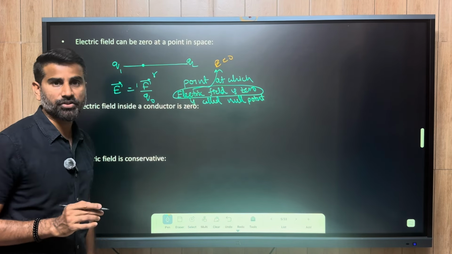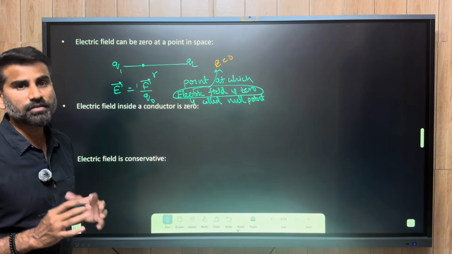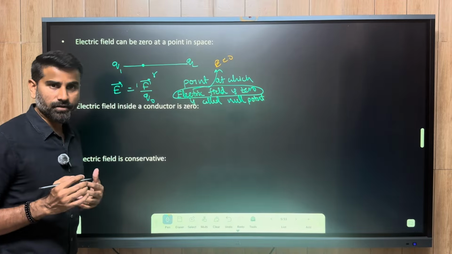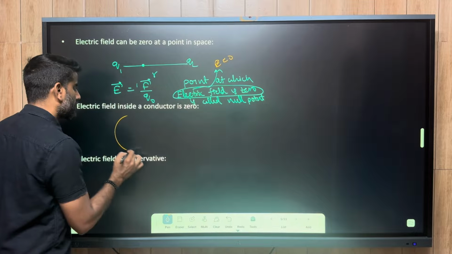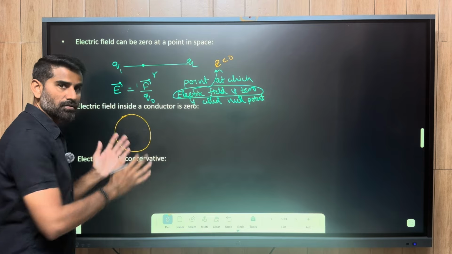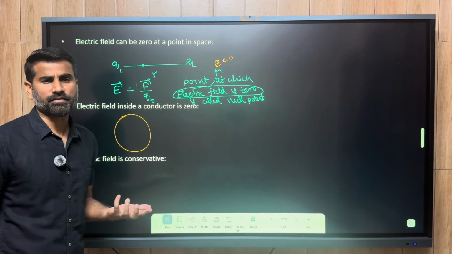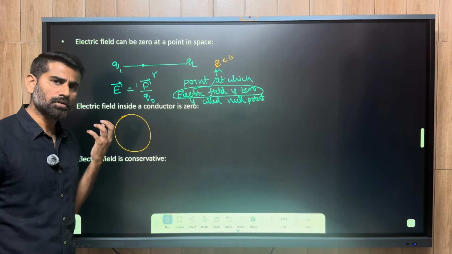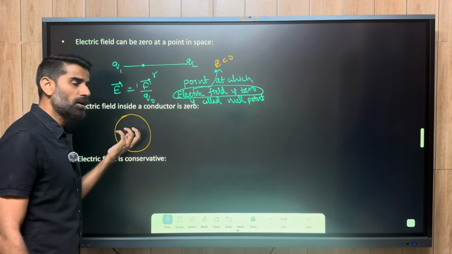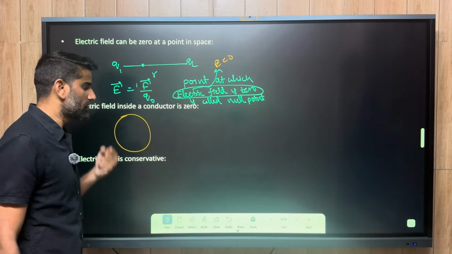Electric field inside a conductor is zero. We are going to learn about conductors, insulators and semiconductors in a detailed manner in the later slides. But for now, let's say I have taken a conductor, a conducting sphere, a solid sphere. Conductor means metals. I've taken aluminum, copper, whatever metal we take, it's fine. Gold, okay. So let's say I've taken a metal conducting sphere.